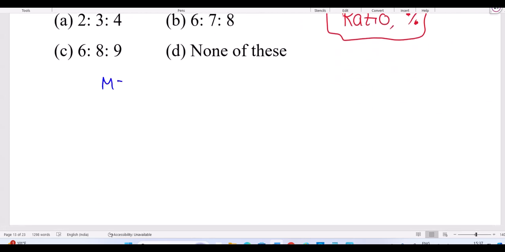Assumption allowed. I am taking maths 500. What's the second one? Physics 700. Third one, biology 800 I am taking. Or you take 5000, 7000, 8000, you will get the same answer. Somebody takes 50, 70, 80, the same answer will come. That's the meaning of assumption allowed. Whatever values satisfy that ratio, you take, you still end with the same answer.